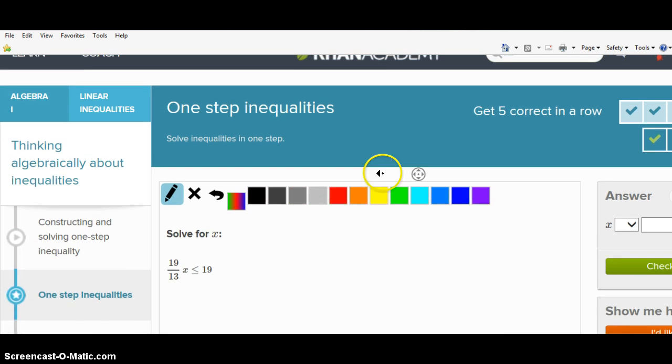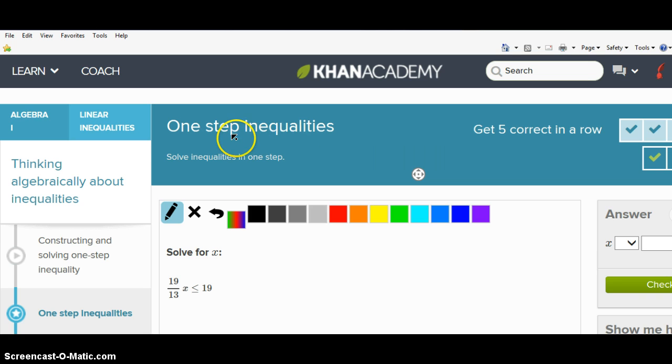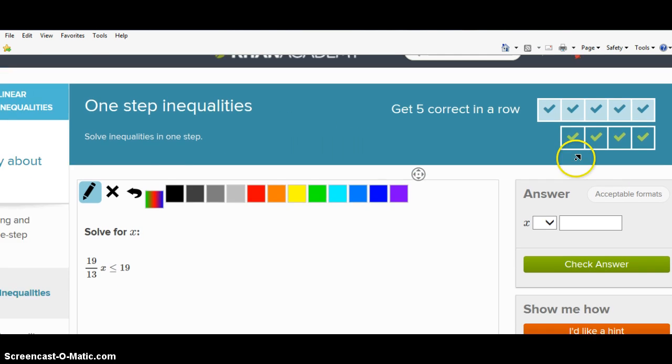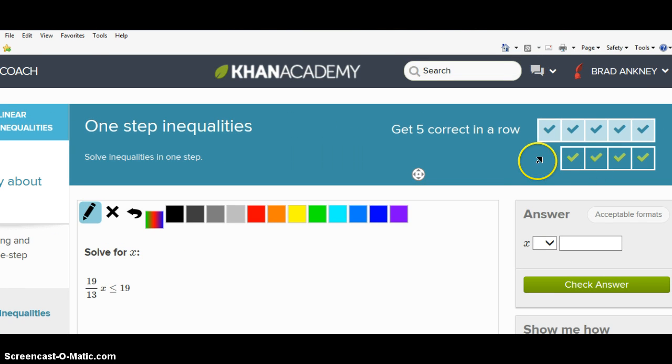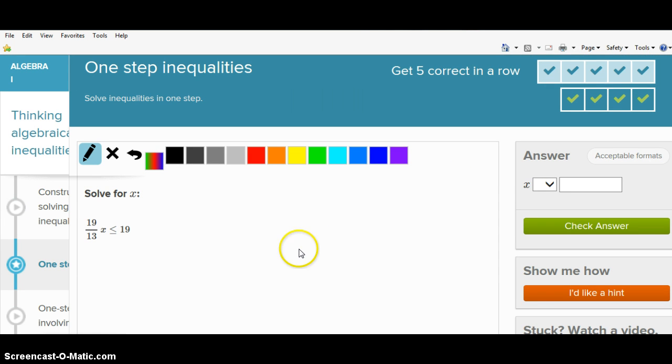Okay, so this lesson is in your Khan Academy assignments. It is called One Step Inequalities. I'd like everybody to get 5 in a row correct. Need any help while you're working, let me know, but I think you'll do fine on this. Solving one-step inequalities using multiplication or division.